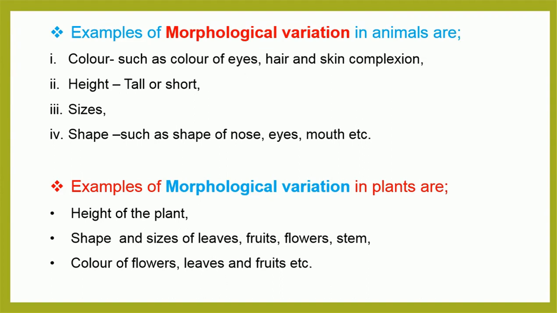Examples of morphological variations in plants are difference in height of the plant. Some species of plants are very tall, some are short. Shape and sizes of leaves, fruit, flower stems can also be morphological variation. And colors of flowers, leaves, and fruits are observable, so they are morphological variation in plants.